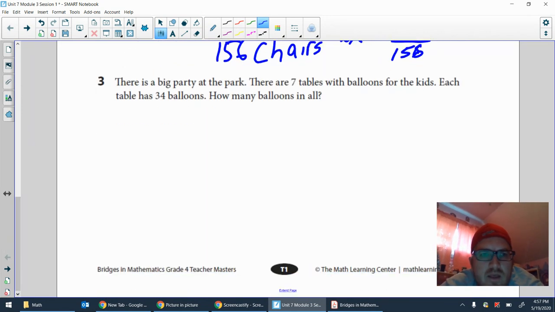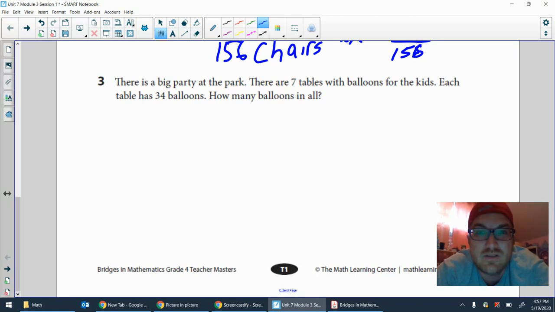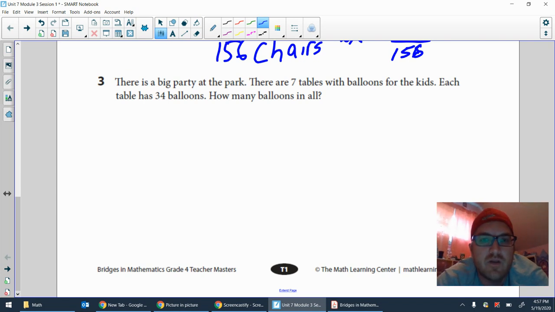And last but not least, there's a big party at the park. Woo! There are 7 tables with balloons for the kids. Each table has 34 balloons. How many balloons in all? Holy cow. 7 tables, 34 balloons each table has. Okay, wow. All right, so once again, quick and easy, one of our strategies would be our area model.